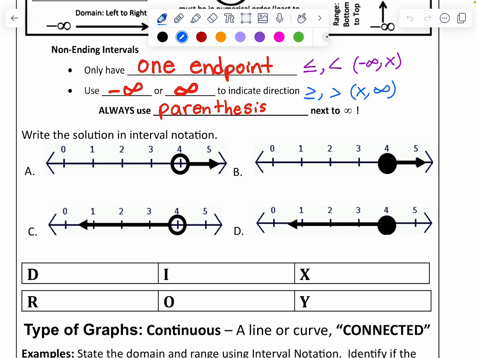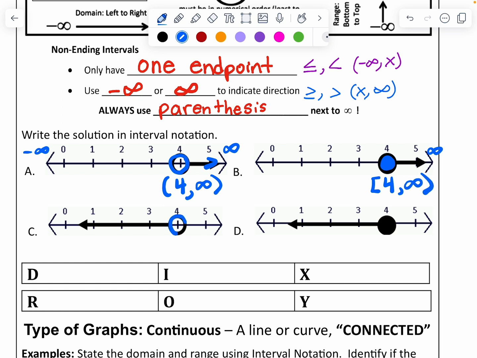We worked on these when we were doing inequalities in Unit 1. So we have an open circle at 4, so that would mean it's a 4 with a parentheses, and we have an arrow going towards, remember, positive infinity is always on the right, and negative infinity is always on the left. So on the right side, you'll have infinity and a parentheses. Now in the next example, we have a closed circle, so that would be a bracket with the 4, and again, it's pointing toward positive infinity, so we would have a parentheses.